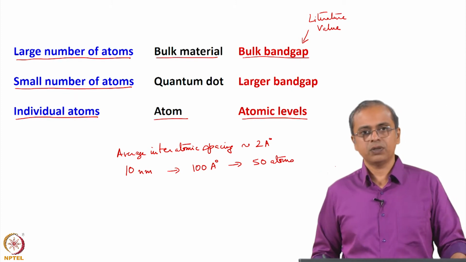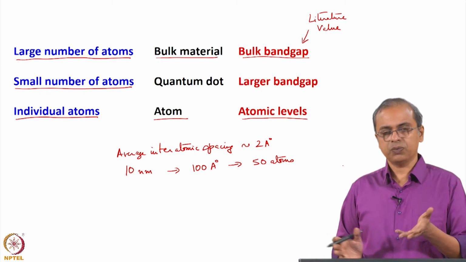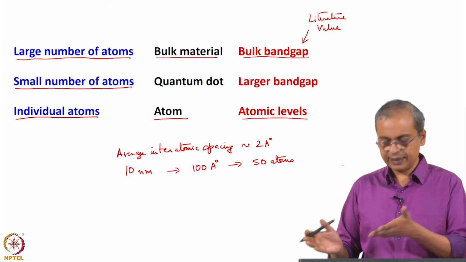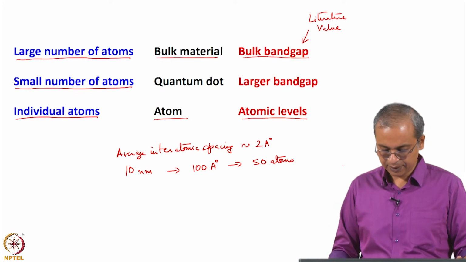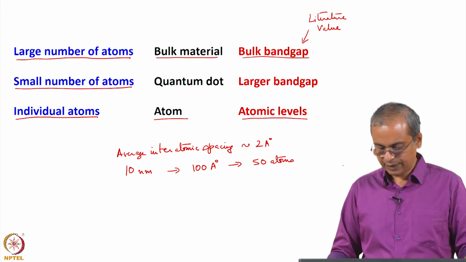So, 50 atoms across is that dimension. Of course, you can make a spherical particle. Then you assume, say, the radius is 25 atoms, and then you can figure out how many atoms are there. So, that is what we will assume for a typical nanomaterial.